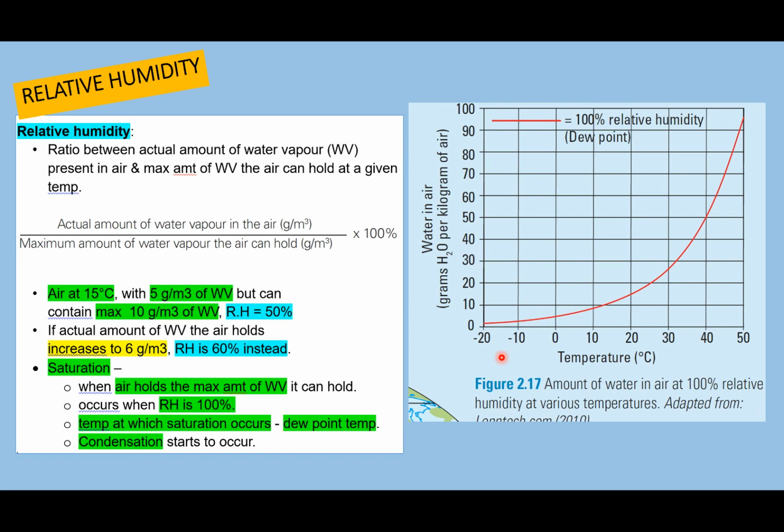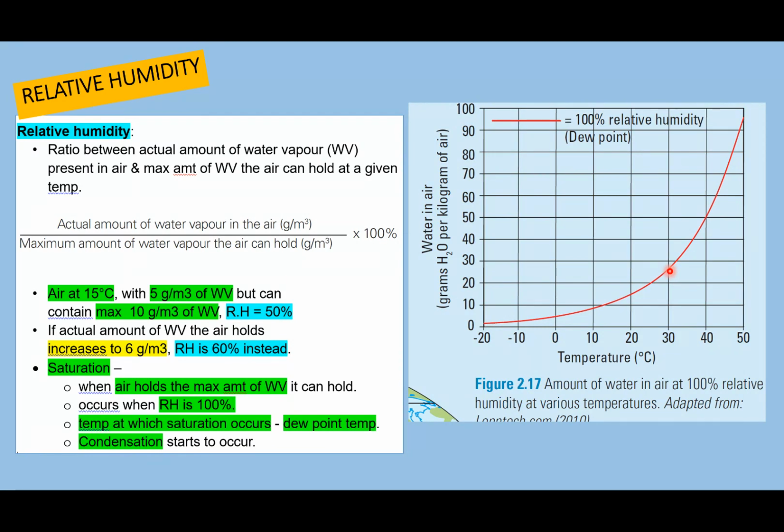If you look at this graph, it shows the amount of water in the air at 100% relative humidity at various temperatures. For example, at 10 degrees Celsius, there is about 9 grams of water per kilogram of air, reaching saturation point. If you notice, the red line shows 100% relative humidity, which is dew point. At 30 degrees, the dew point is here.